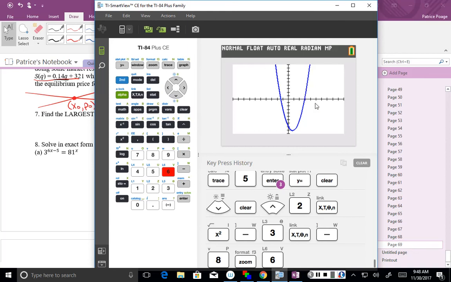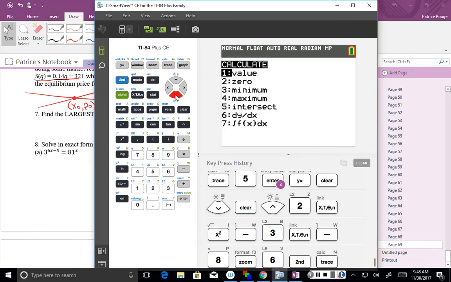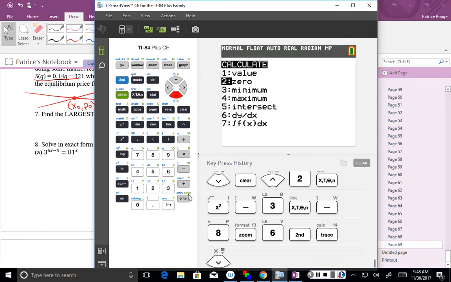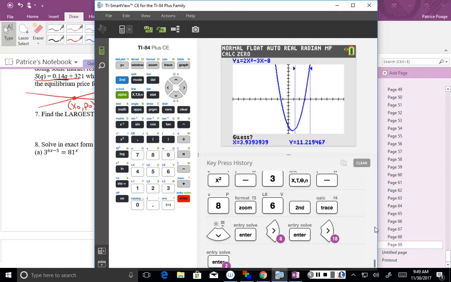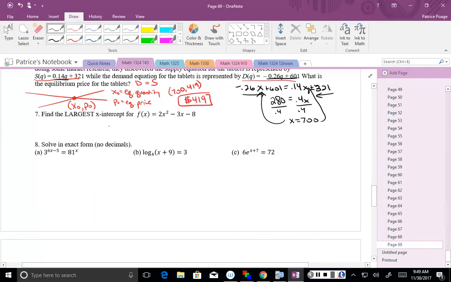So finding this largest x-intercept, I'm going to go to second trace. Number 2 is zero. Left side, I'm already on the left side, but I might just get it a tad closer. Hit enter. Right side, I need to cross over and go to the right side. Hit enter and guess. At the bottom of the screen, it'll say 2.886 and then 0. So my x-intercept is 2.886.